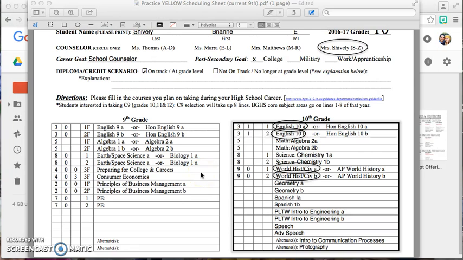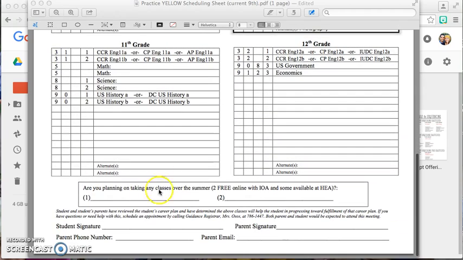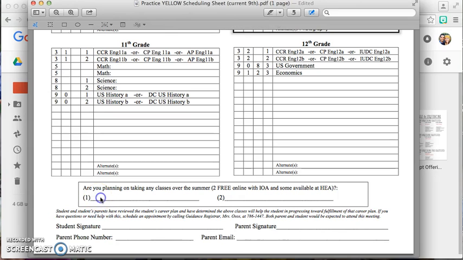All right, so now I'm going to go down to the bottom of the page. It's asking if I'm planning on taking any classes over the summer. If you've met with your counselor or talked about retaking any courses that you've maybe failed or would like to take again, we do offer courses through the HEA or through Indiana Online Academy. So I actually would like to retake my English 9A credit. I'm going to plan on taking English 9A over the summer so that I can earn a higher grade than the one that I earned previously.